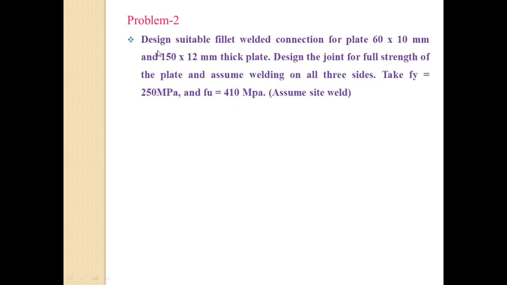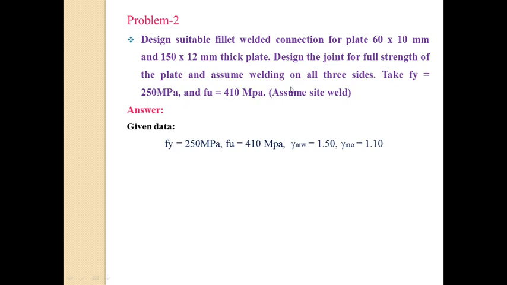Here the statement: design a suitable fillet welded connection for plates 60 by 10 mm and 150 by 12 mm thick. Design the joint for full strength of the plate and assume welding on all three sides, that is, we have to provide the transverse as well as longitudinal welds. Take Fy equal to 250 MPa and Fu equal to 410 MPa, and assume site weld. So let us see what is given.